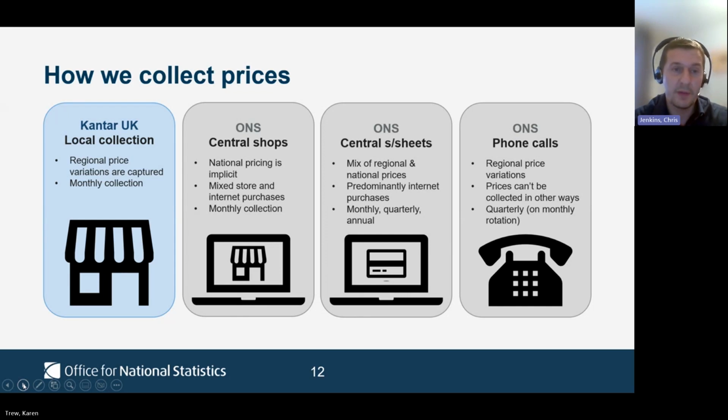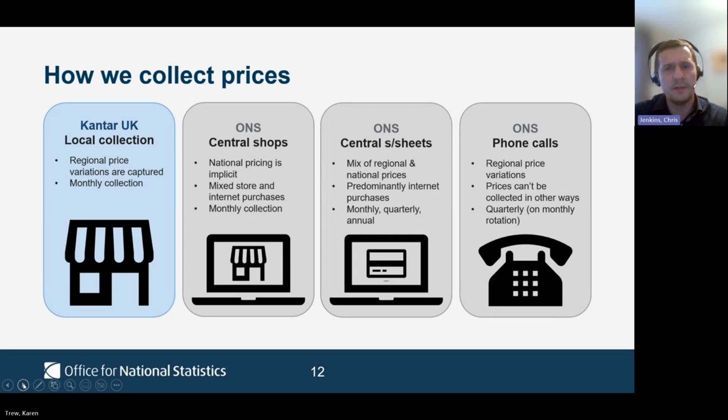Used to be Kantar, but now they've changed to Varian. But we also collect prices online or via telephone within the Office for National Statistics, say for a plumber or electrician services, where we can't get all of them by collecting prices direct from shops. So that collection that takes place within the Office for National Statistics is what we will typically refer to as the central collection.